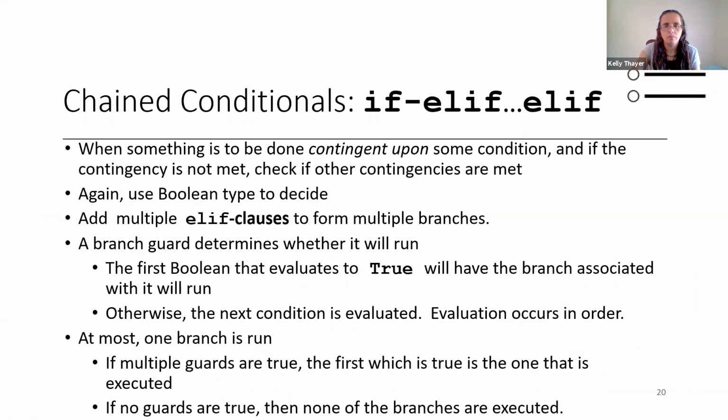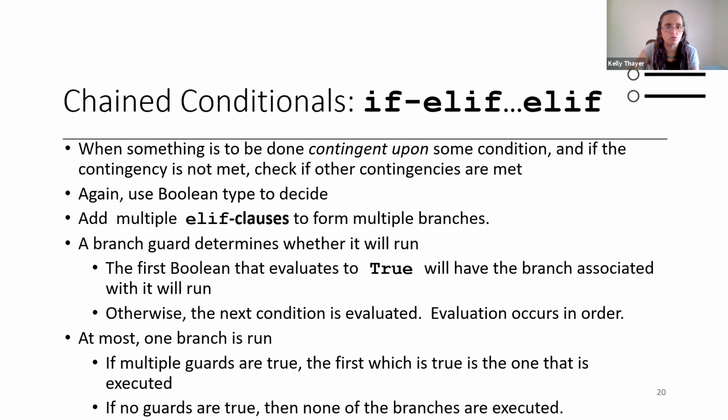So why stop at just having if and else? Suppose you wanted to have a more complicated scheme in how the information is displayed. So I like to think of chain conditionals as being kind of like a multiple choice. Now, the analogy doesn't work completely, but it gives a pretty good idea. So the idea is that only a specific branch is going to be executed. So when something is to be done, contingent upon some condition, and if the contingency is not met, check if other contingencies are in fact met.